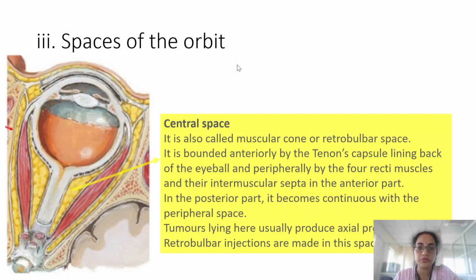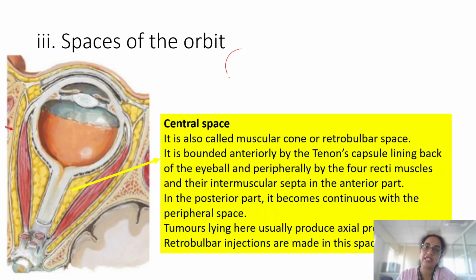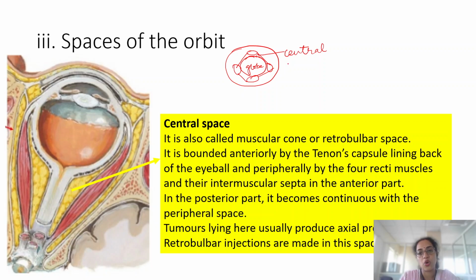Okay. So what is the central space? Again, let's do the drawing. Orbit, eyeball or the globe, the four recti and the connecting intermuscular septa. So this space within is known as the central space. It is a very small space. It's also called the muscular cone. So posteriorly it becomes a cone.